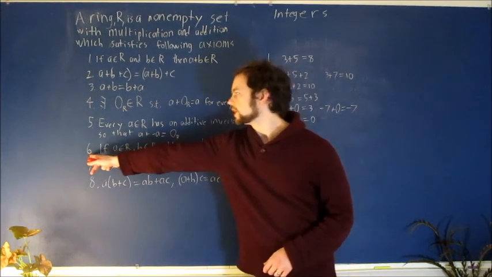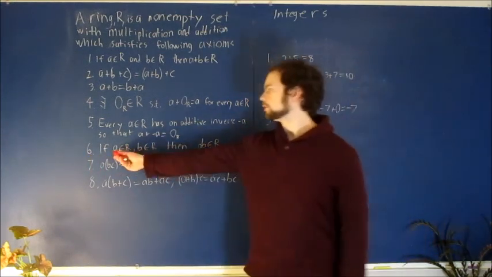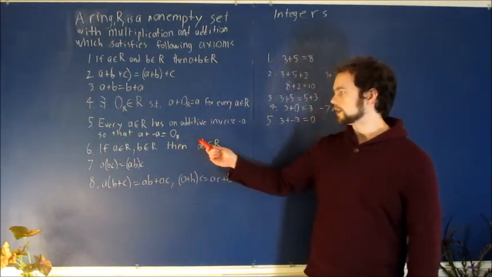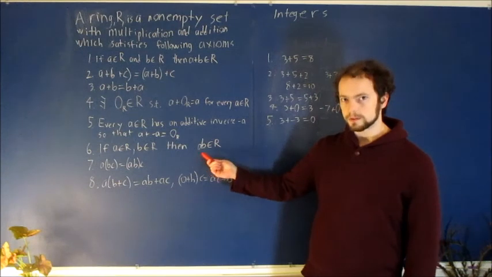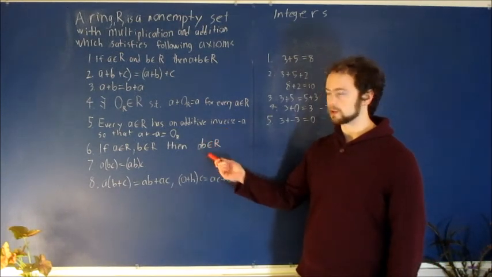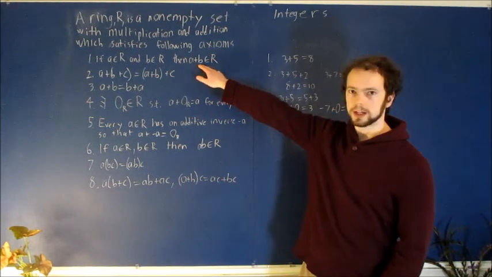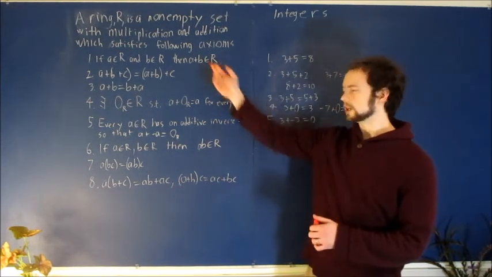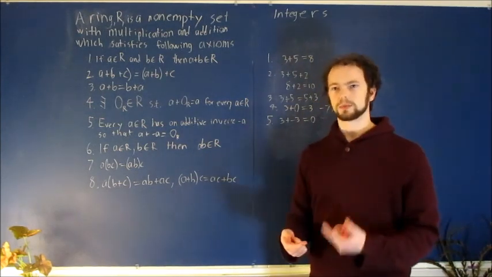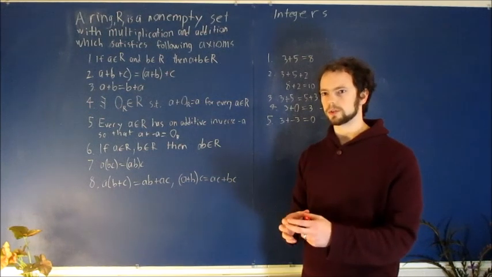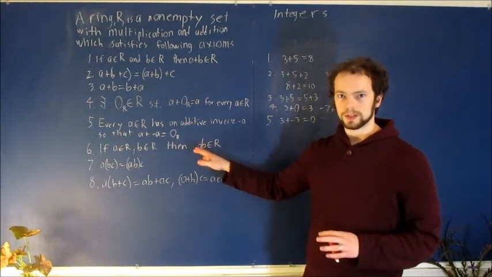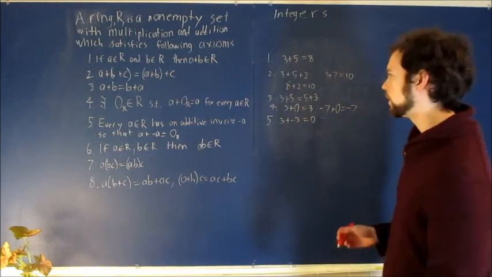Number 6: if we have two different elements, A and B, in the ring, then their product must be in the ring as well. This is called closure under multiplication. It's basically the same idea as closure under addition up here. It just says that you cannot escape the ring through multiplication. If you take any two numbers and multiply them together, you get another result in the ring, another element of the ring.